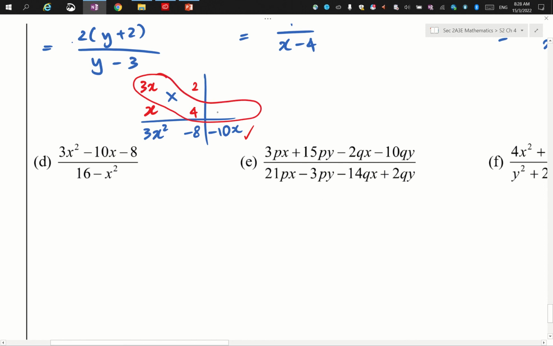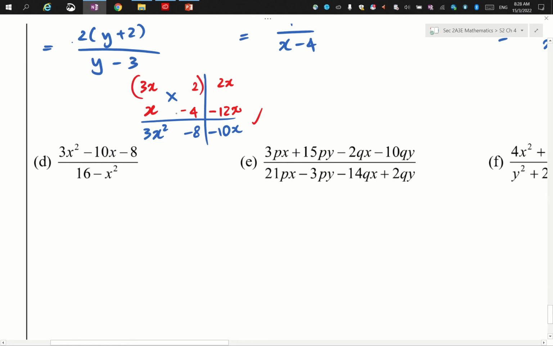3x times 4 we get 12x. And x times 2 gives us 2x. Now we are still able to obtain a negative 10x only if there's a negative sign attached to the 12x. So how can that happen? It can happen if I attach a negative sign here. So far so good. Then I do my last check. 2 times negative 4 is negative 8. So yes, I've solved the puzzle.